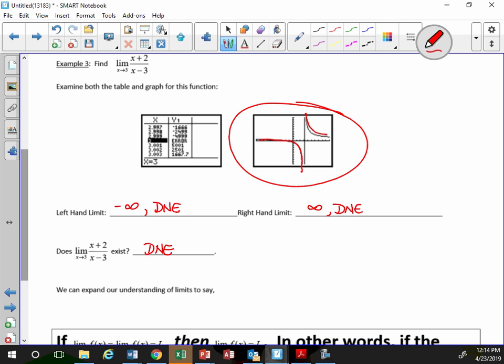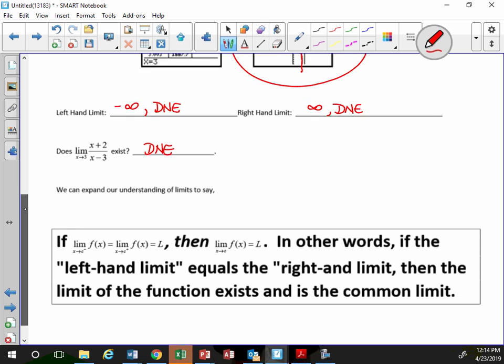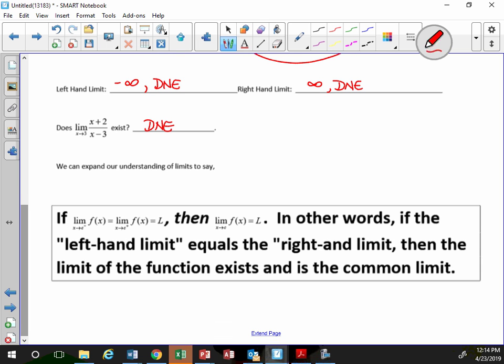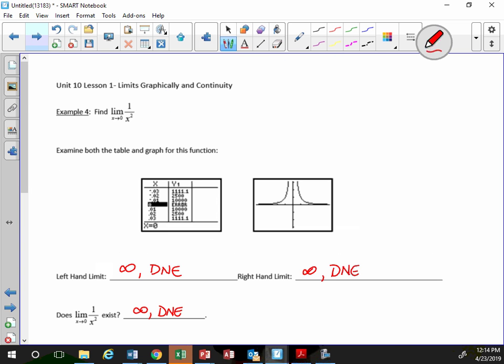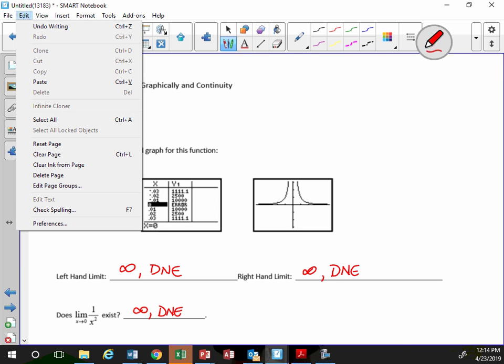Nope, I'm not asking you the type of discontinuity, I'm just asking you limits right now, so it all depends on the type of question. Okay, we've already talked about this, but all of this giant wording in your box is just saying the left and the right hand limit have to equal each other for the overall limit to exist. Okay? Told you it was quick.